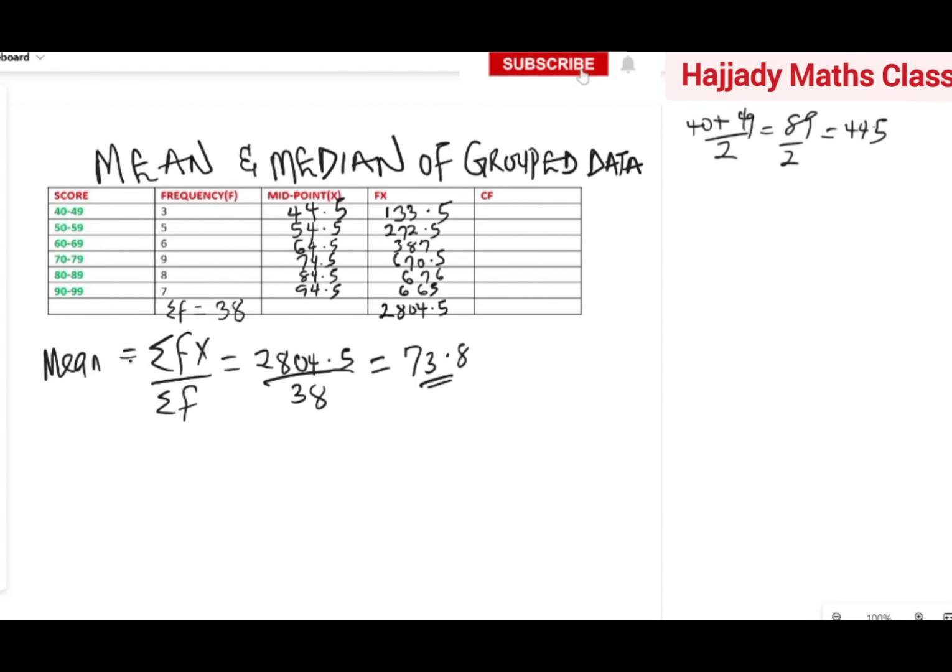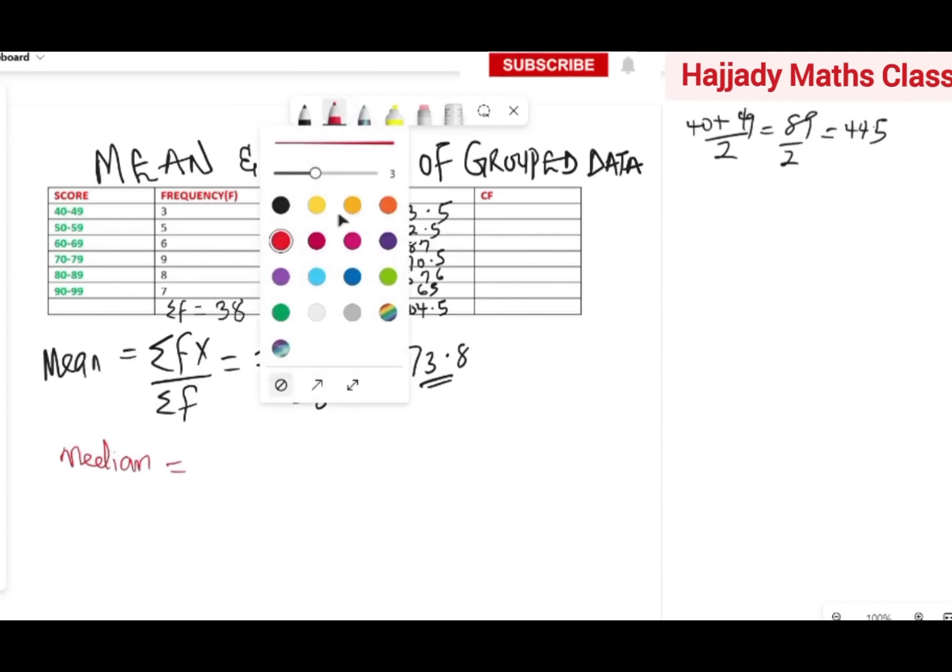For calculating the median of grouped data, there is a formula, and the formula is easy to know. Yes, it is very easy to know. For that, let me change my pen here. Let me change to red. So, for our median, we are going to make use of this formula. Let me make it thick.